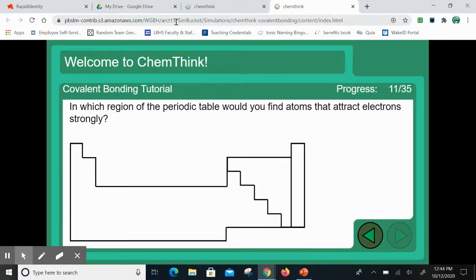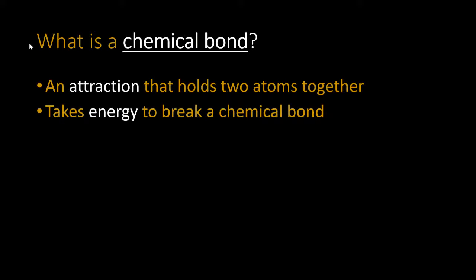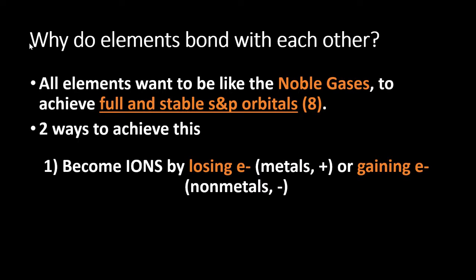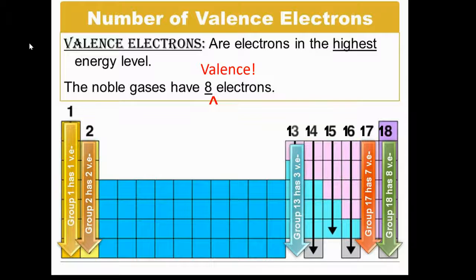All right, so that is what we're talking about. We're talking about bonding. It can take the form of covalent or ionic. And the reason any of this happens, the reason the world goes around in chemistry, is because everything wants to be a Kardashian. Everything wants to be like a noble gas. And that means having a full and stable s and p orbital for a total of 8 valence electrons. And you can achieve this by stealing or giving away electrons, which is ionic, which we've discussed a fair amount already, or sharing electrons with other elements, which is covalent.